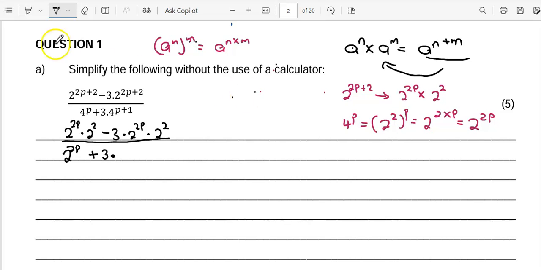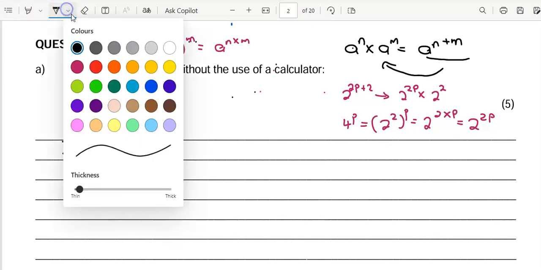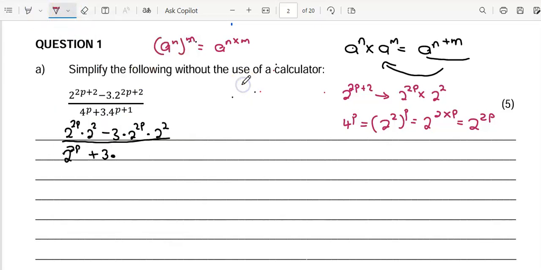Now let's change the 4 to the power p plus 1. I just want us to change this part, 4 to the power p plus 1. First things first, let's change 4 and write it in base 2. Then everything is to the power p plus 1. We multiply the exponents now. So when you multiply the exponent, it's best to first say 2 times p is 2p. Therefore, 2 times 1 is 2, sorry. 2 times 1 is 2.